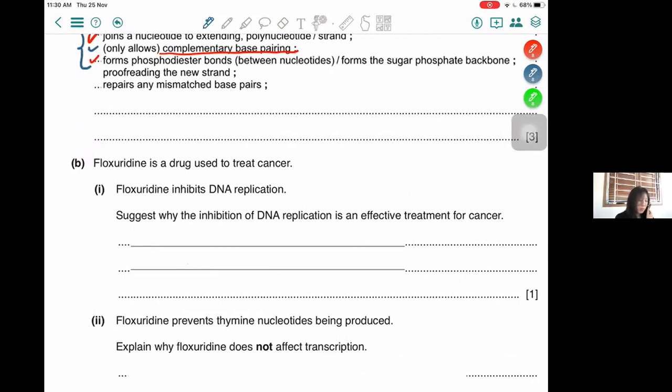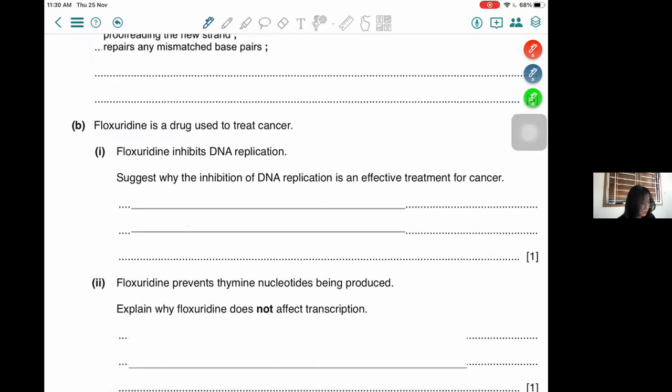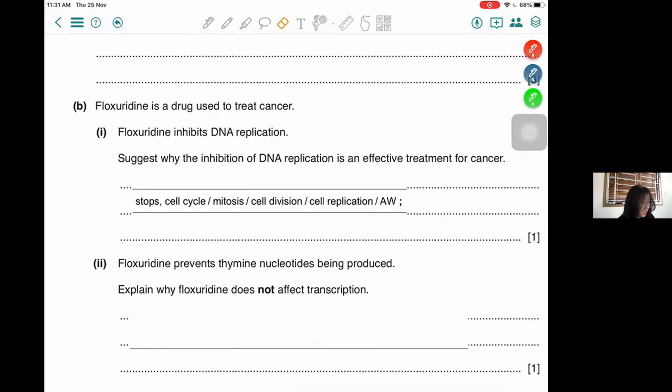Fluoxuridine is a drug used to treat cancers. Fluoxuridine inhibits DNA replication. So suggest why the inhibition of DNA replication is an effective treatment for cancers. Anyone want to try this question? It's okay, then I just show the mark scheme. The fluoxuridine inhibits DNA replication, so it stops the cell cycle or mitosis or cell division or cell replication.